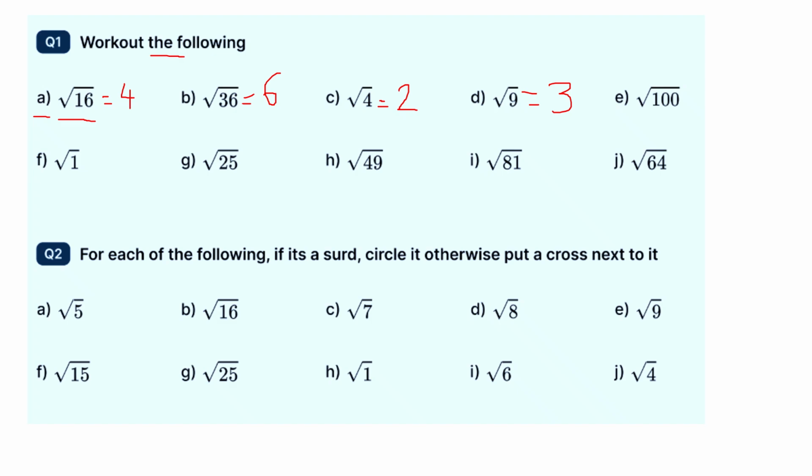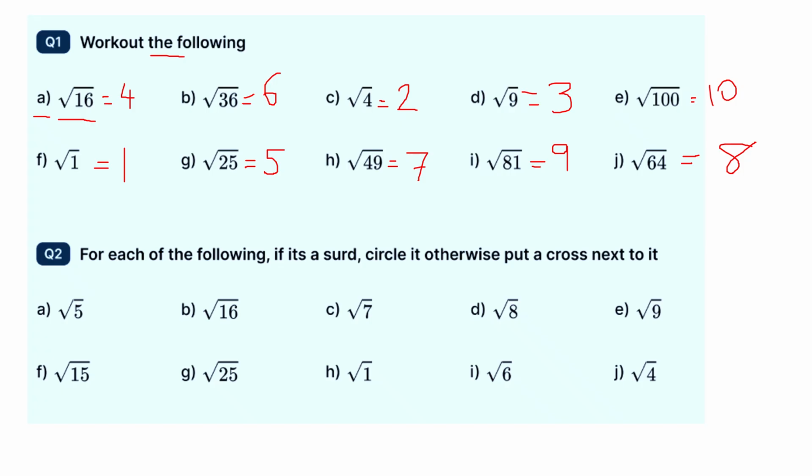The square root of 100 is equal to 10. The square root of 1 is just 1. The square root of 25 is 5. The square root of 49 is going to be 7. The square root of 81 is going to be 9. And the square root of 64 is going to be 8.